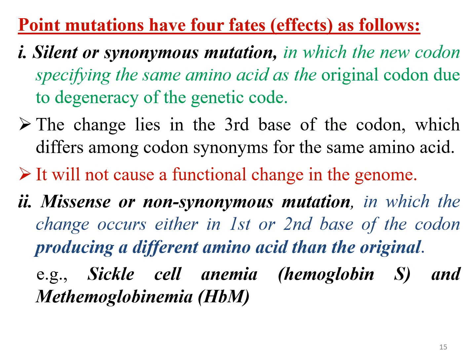Here, point mutations have four effects, as follows. The point mutation can be produced or created in our body, and it can have these effects. The first effect is known as silent or synonymous mutation.